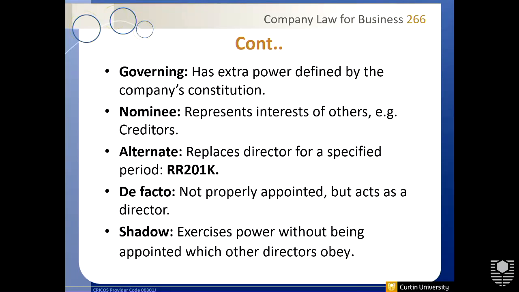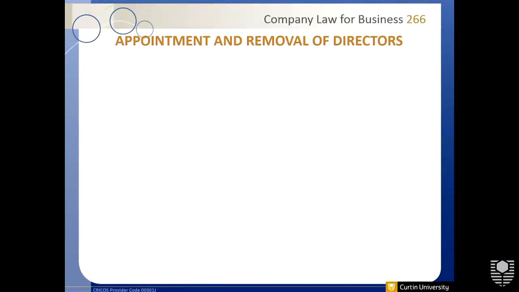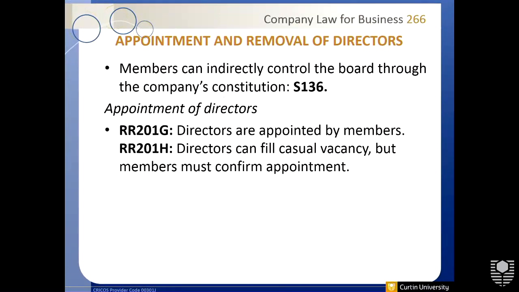A de facto director, I've already explained to you, runs like a director, probably under a different label, or is not officially appointed but acts as if he is the director. That would be a director by fact, de facto. Shadow director is one under whose instructions the other directors decide. So they would be shadow directors. Let's look at appointment and removal of directors.